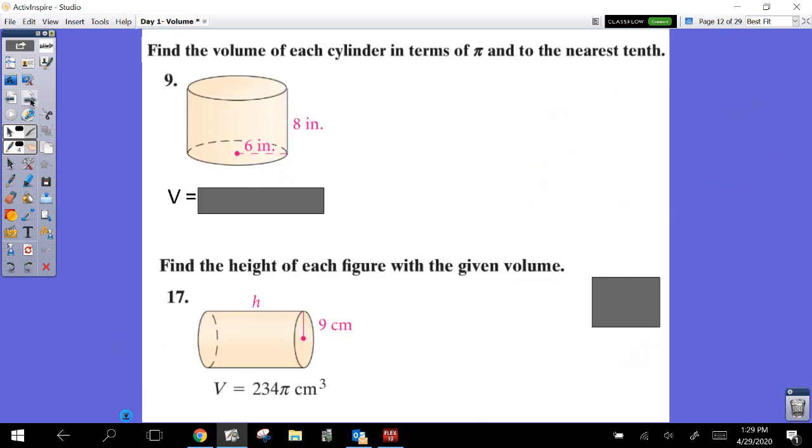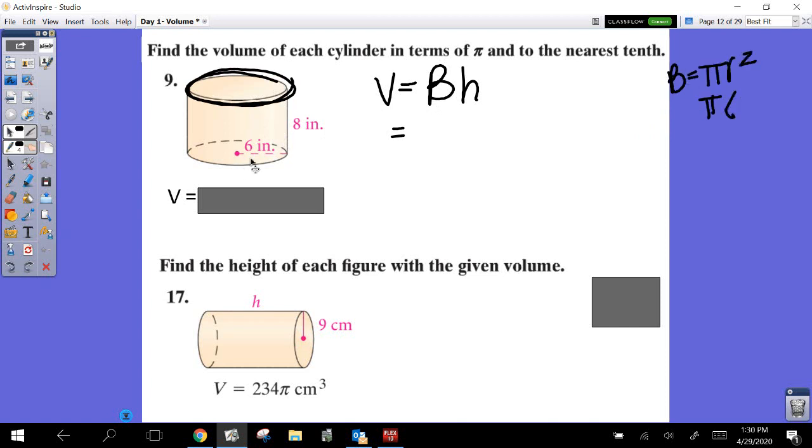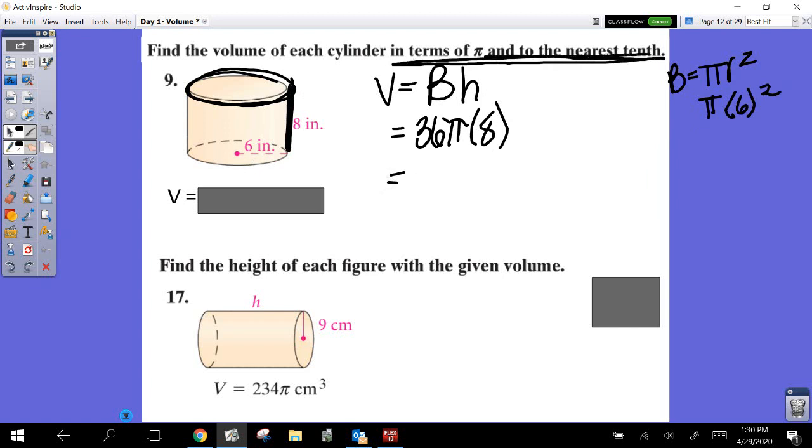Cylinders, same formula. I'll just do one of these. Volume equals area of the base times height. Actually, no, I'll do both of them. So, for my volume, how do we find the area of this base here? Area of the base is pi r squared. So pi, what's my r? 6 squared. What's 6 squared? 36 pi. And then h is the height of the cylinder. How high is my cylinder? 8. So again, it says to leave it in terms of pi and to the nearest tenth.